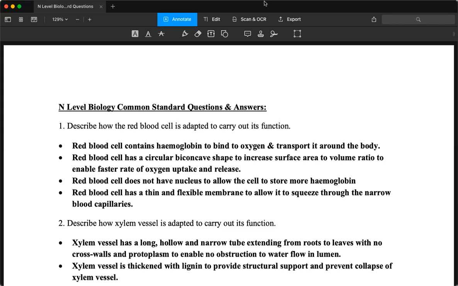But it may not be a 1 mark, 1 point thing. So it could be this: a 2 marks question will require at least 2 adaptations. So the answer will be: red blood cell contains hemoglobin to bind to oxygen and transport it around the body, which is not evident in other animal cells. Okay, red blood cell is adapted, meaning what makes it special in order to facilitate carrying out its function.